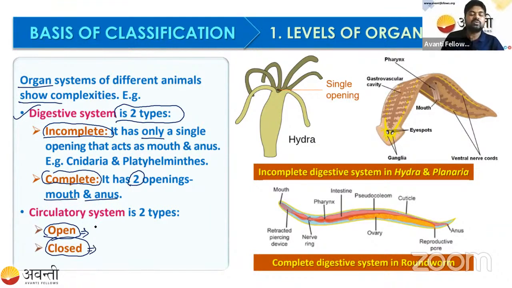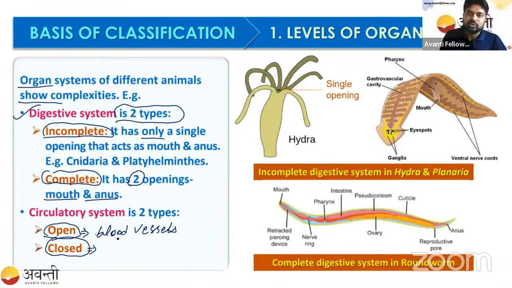Okay, so in the open system, what happens? In the open system there are no blood vessels. Okay, so here blood vessels will not be there. And in case of the closed system, you can see the blood vessels. So blood goes toward the organs in a controlled manner. That is known as the closed system.